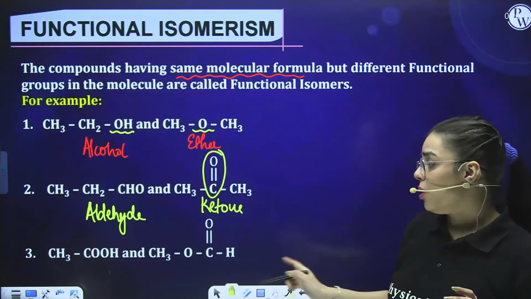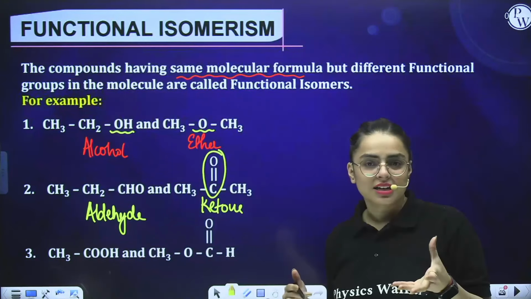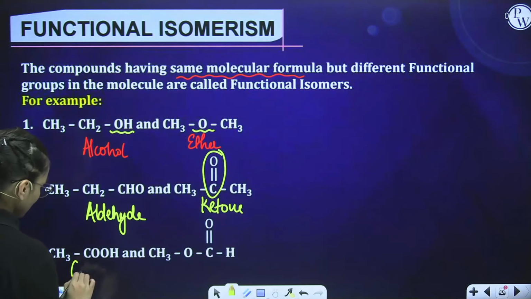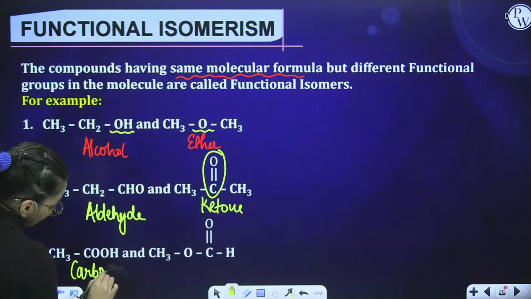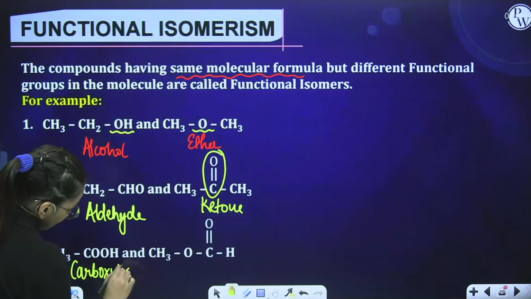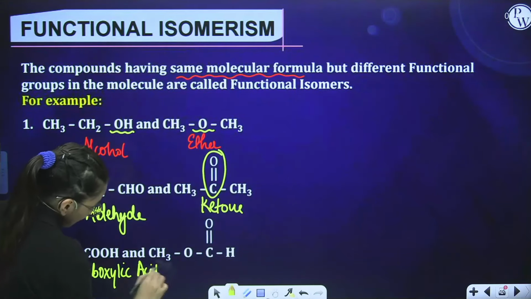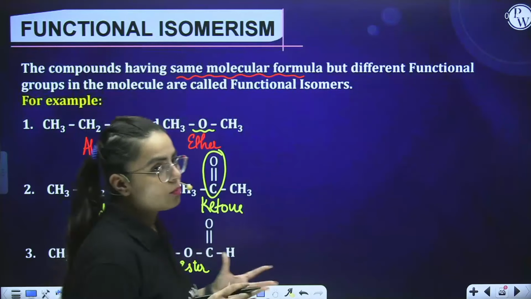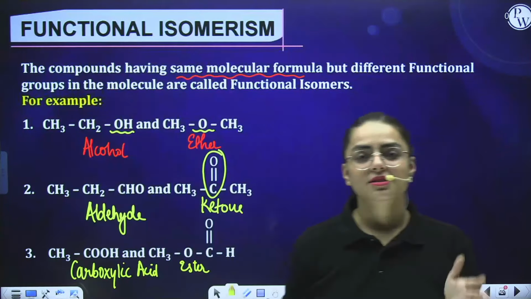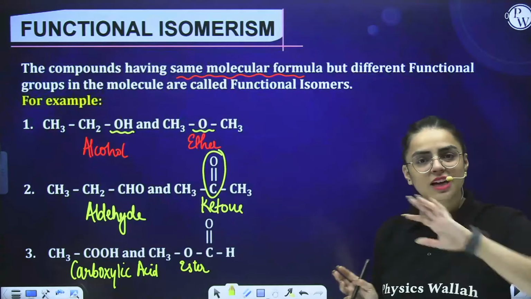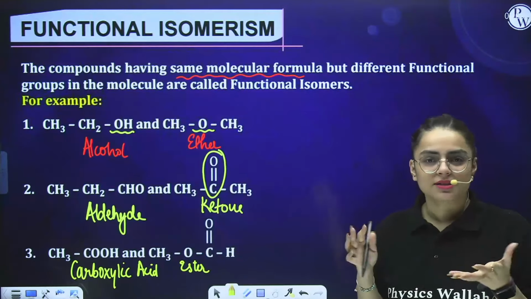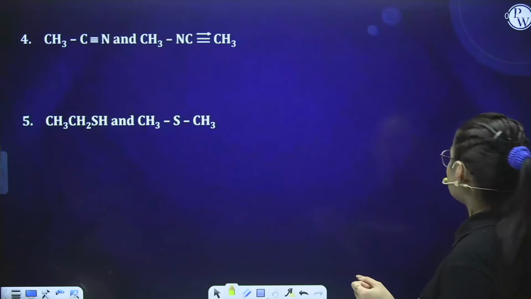Clear? Now comes the next case, that is carboxylic acid and ester. This is our carboxylic acid, while this is, students, ester. Here you can see again the molecular formula is the same, but there is a difference in the functional group. We have already covered the functional groups in IUPAC. What are functional groups? We have seen the very basic definition for them, right? Now comes the next category.